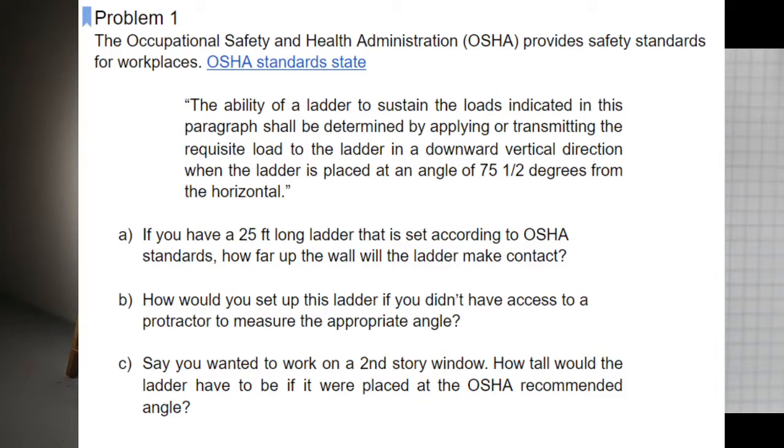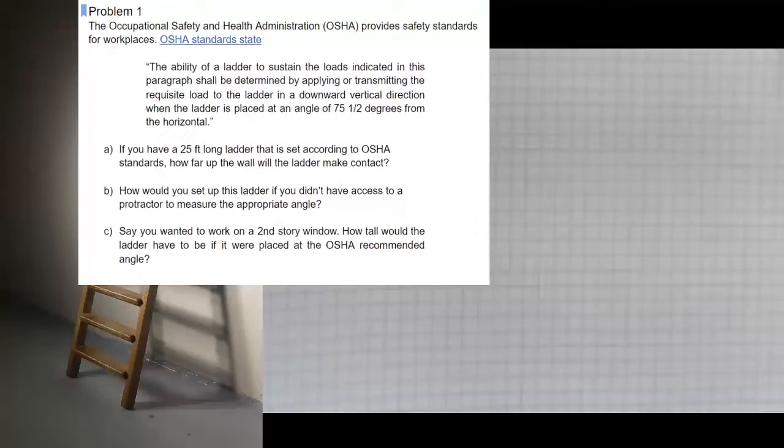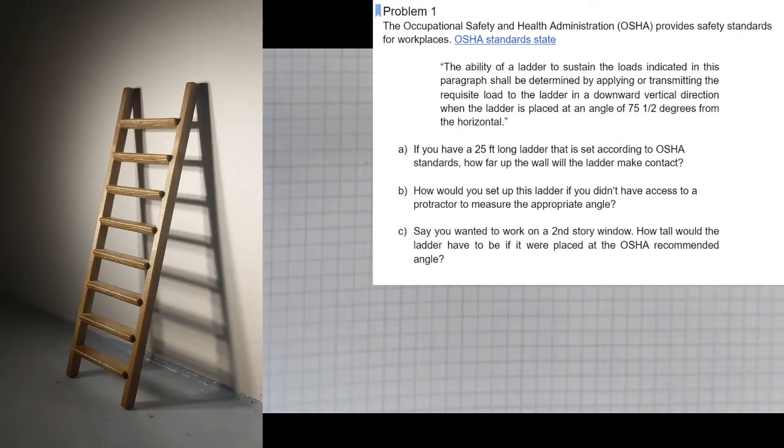First part of problem A states, if you have a 25-foot long ladder that is set according to OSHA standards, how far up the wall will the ladder make contact? So let's look at that over here. We're going to start with this. If we see on this ladder over here, we know that this measurement right here is 25. And I'm also going to write it on paper as well.